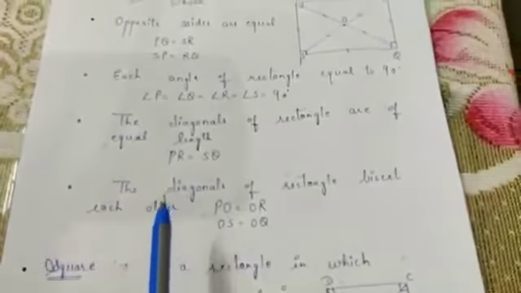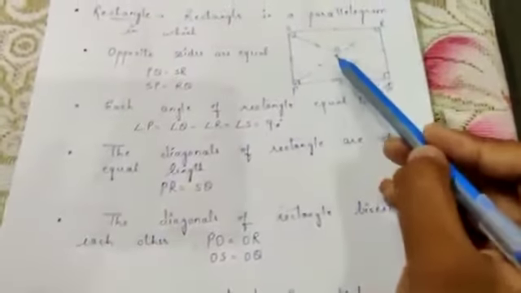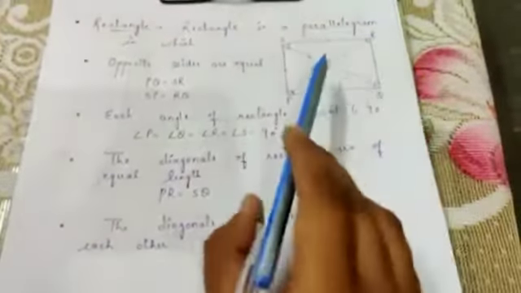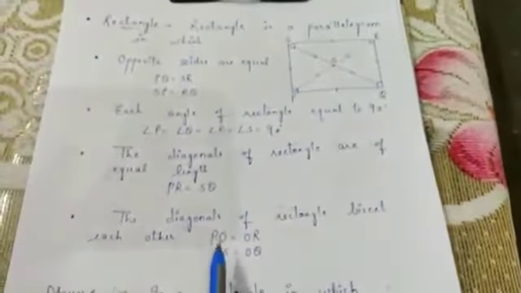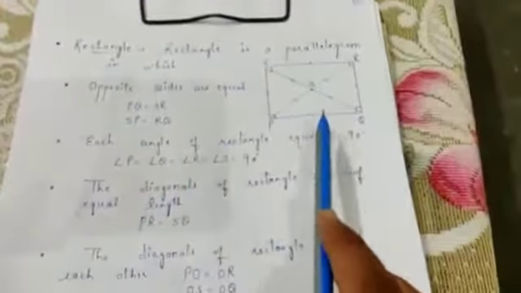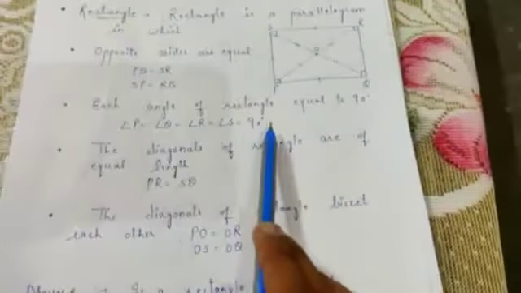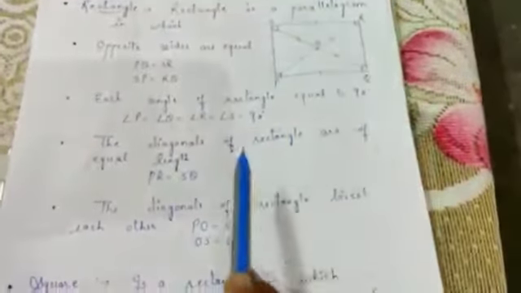Next, the diagonals of a rectangle bisect each other. See, what is the meaning of bisect? OP equals OR and OS equals OQ. So again I am repeating the properties of rectangle. Number 1, opposite sides are equal. All the angles equal 90 degrees. Diagonals are equal, and the diagonals of a rectangle bisect each other, meaning OP equals OR and OS equals OQ. So these are the properties of rectangle.